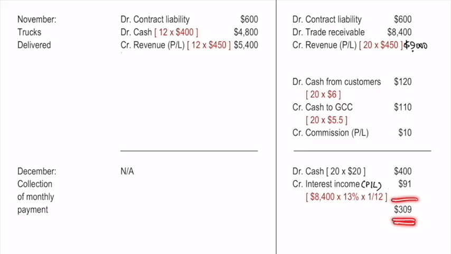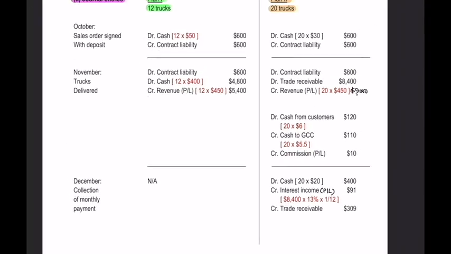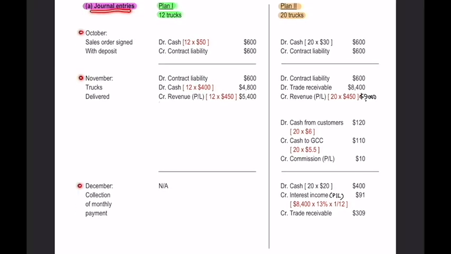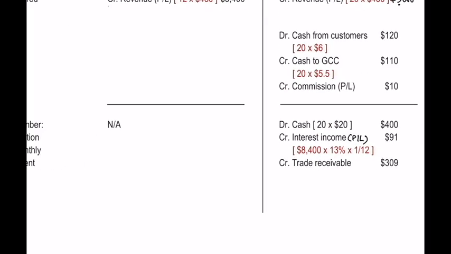This 309 is a repayment of the trade receivable. Just to share with you, for Plan 2, there should be a trade receivable at 31st December 2013 equal to 8,400 minus the payment of 309. The remaining amount is 8,091. This represents a financial asset at amortized cost. That's for part A. Refer to suggested answer.